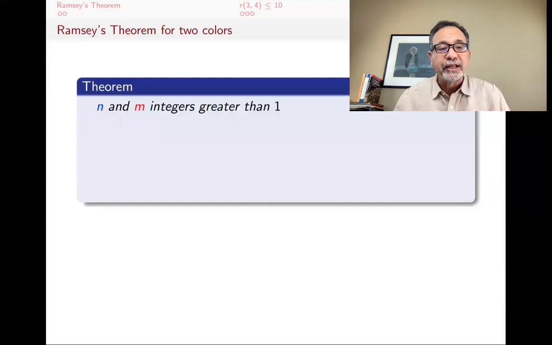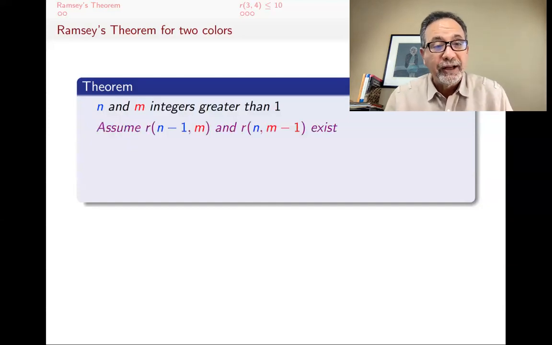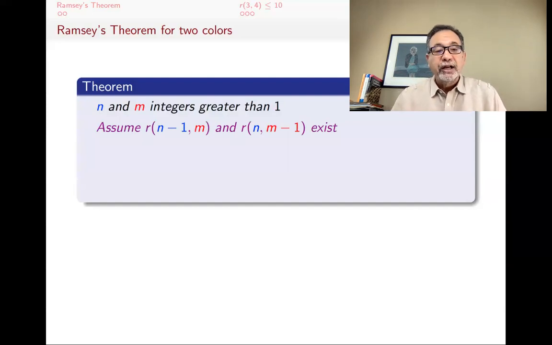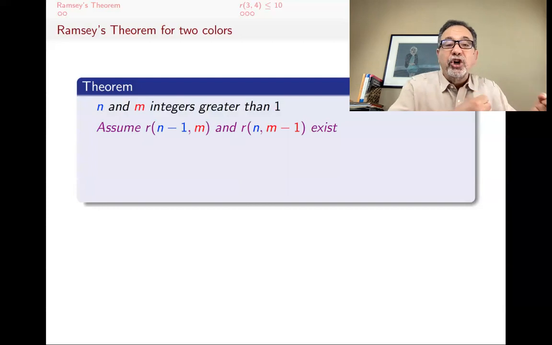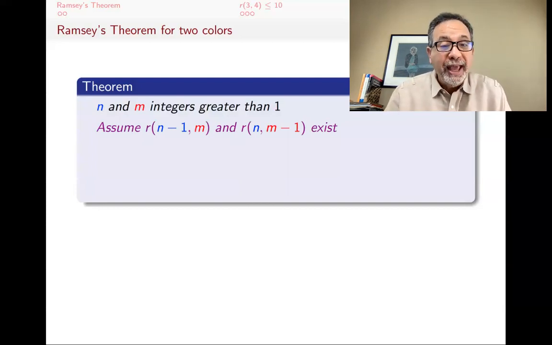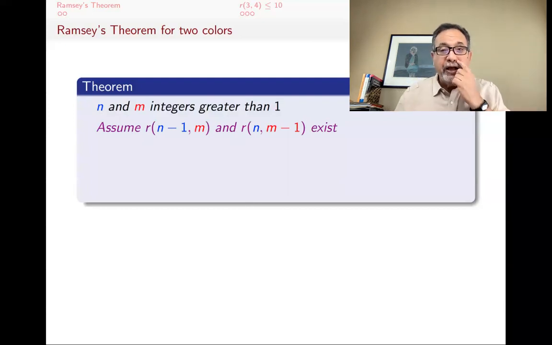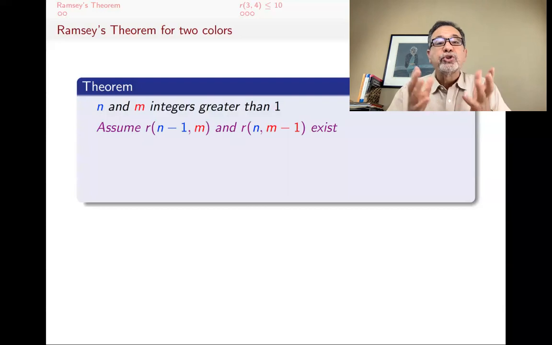let's look at the general case. So I'm just going to tell you how we're going to prove Ramsey's theorem. N and M are integers greater than 1. I'm going to assume that I've done earlier cases. I've done R(n, m-1) and R(n-1, m). So I've done those 2 cases and I know those numbers exist.